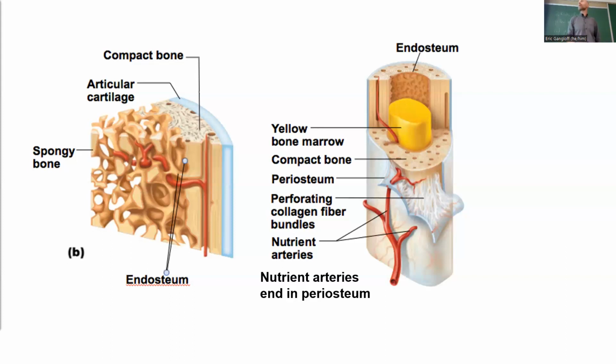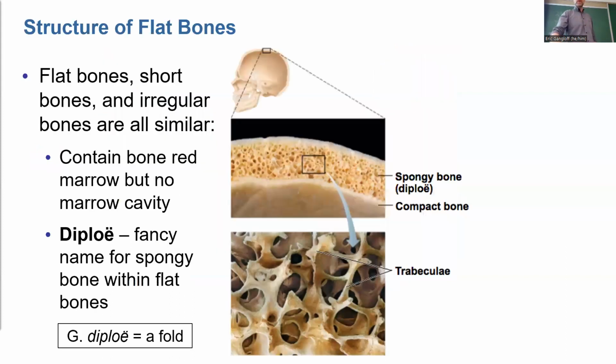Yeah, let's talk a little bit about flat bones, okay? Flat bone structure is actually pretty similar to irregular bones and short bones, but I'm just going to talk about flat bones, and I'm going to use the skull as an example. They have a similar structure.